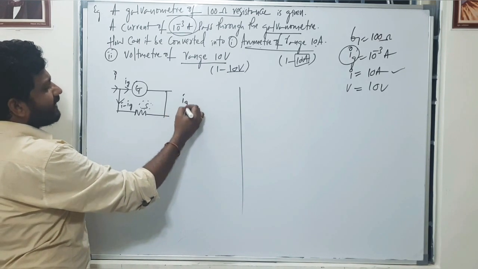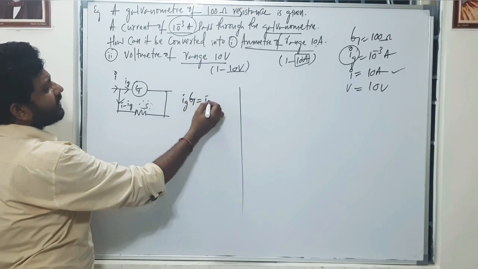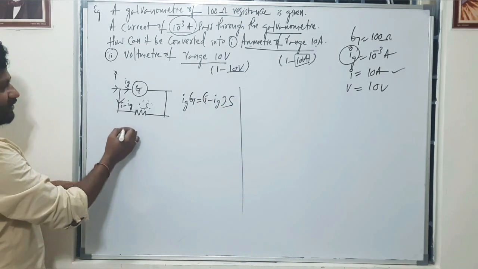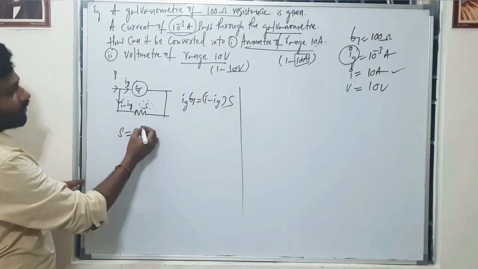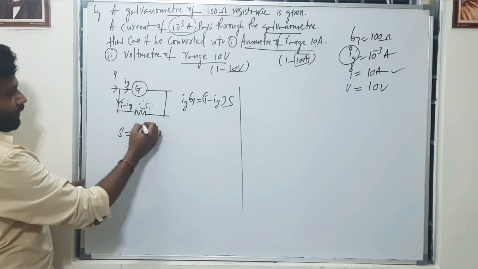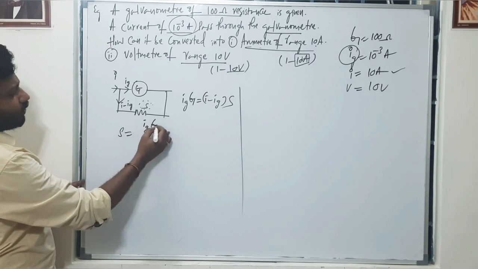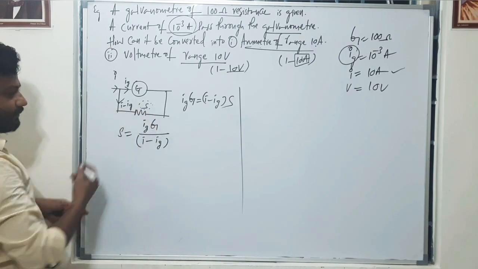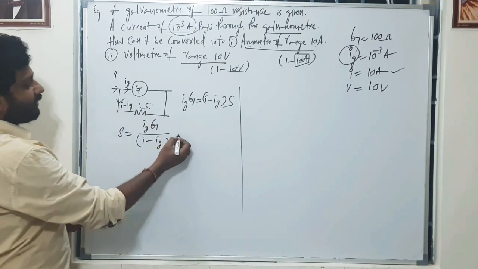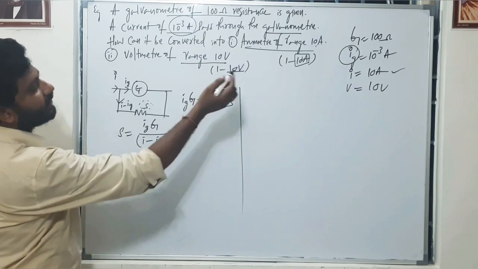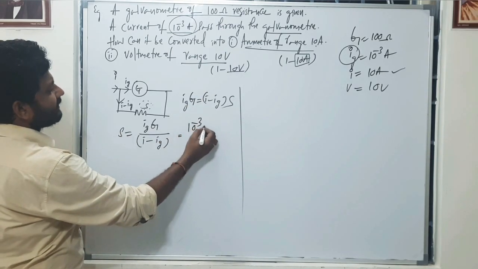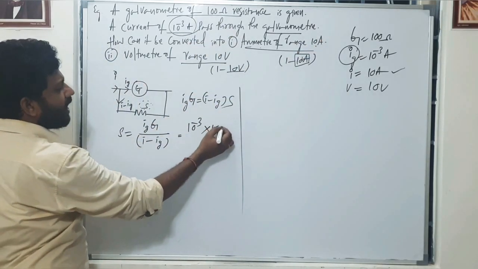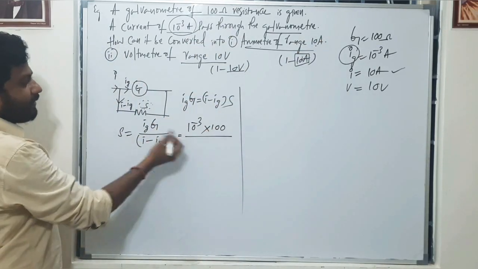So we know Ig into capital G is (I minus Ig) into shunt. And shunt resistance is equal to, what is that? Ig into capital G divided by I minus Ig. So let's substitute everything. What is Ig here? 10 raised to minus 3 into G. What is the galvanometer resistance given? 100, divided by I minus Ig.